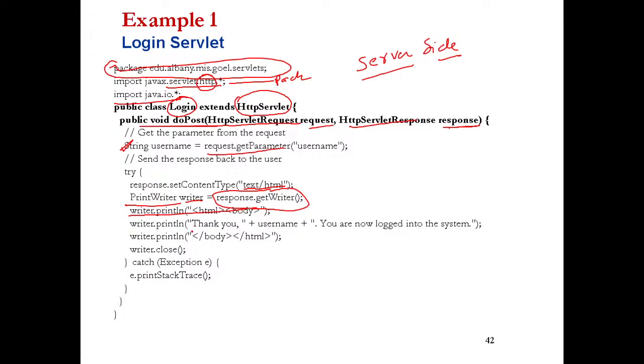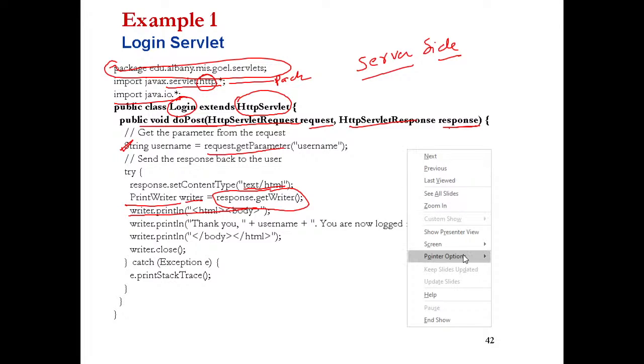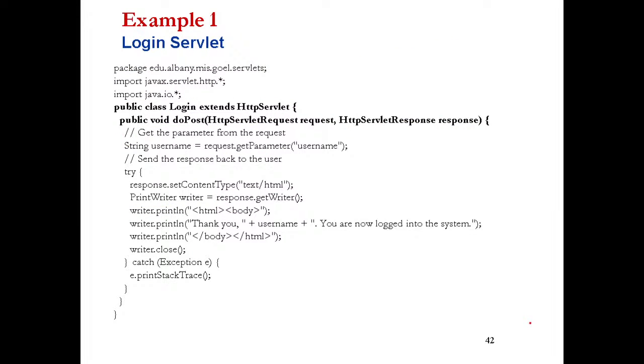Then this is the HTML code which is embedded into the servlet, so that we can create HTML code which will be displayed by the servlet or server. The HTML body tag always has to be in quotes. If we embed our HTML code into our servlet, it always takes this format. Then: thank you username, you are logged into the system. This is a message which the server is sending to the client, and then the writer is closed, and this is the exception handling.